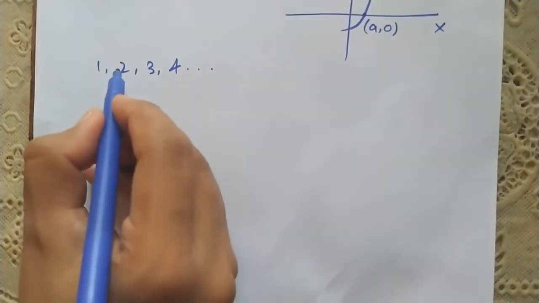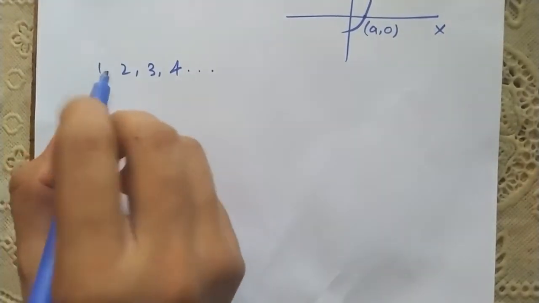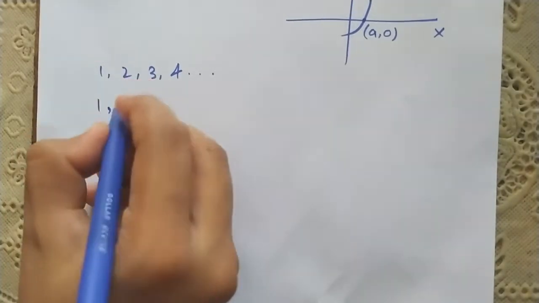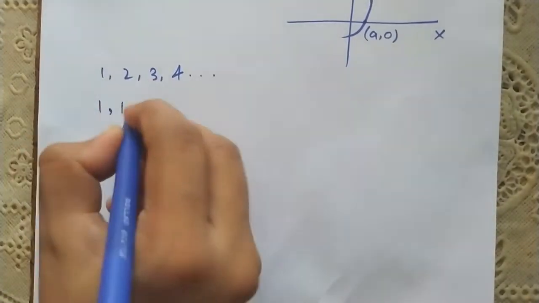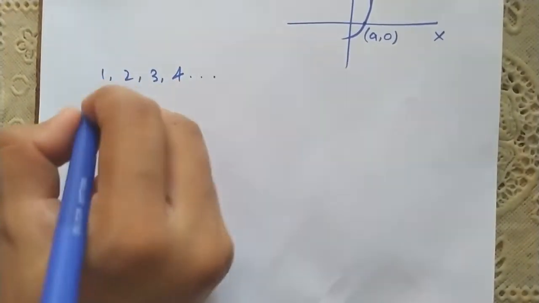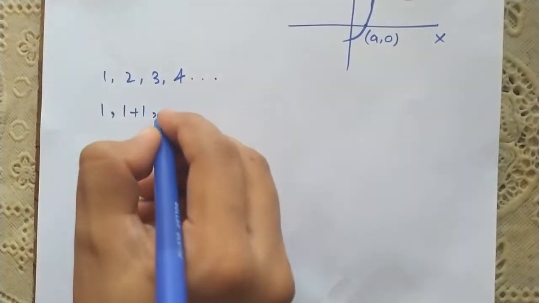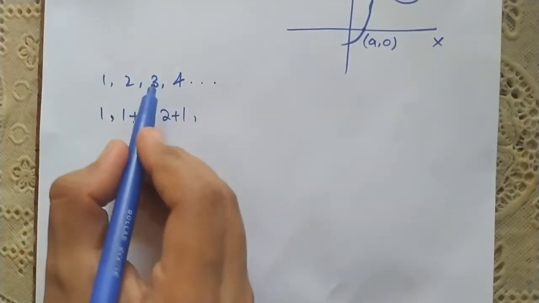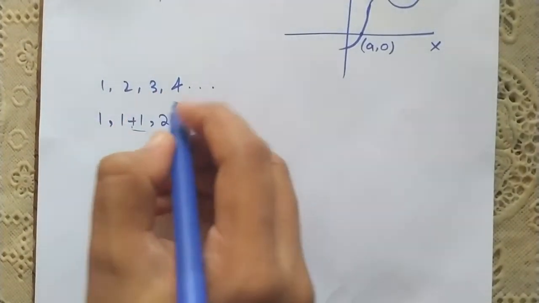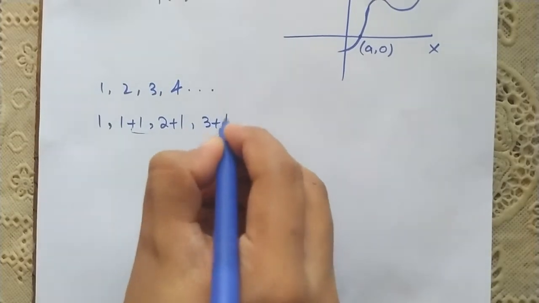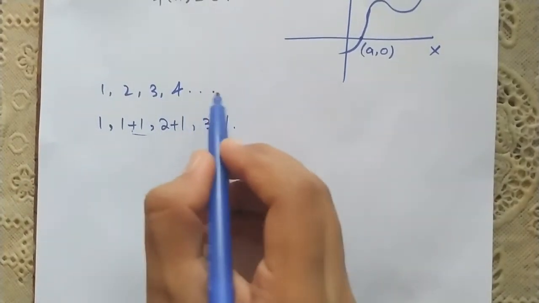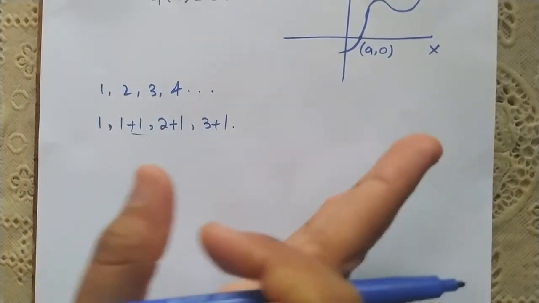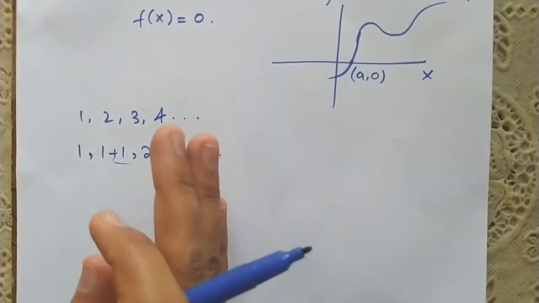Meaning each term can be obtained by adding 1 to the previous term. That is, 2 can be obtained by adding 1 to the previous term. 3 can be obtained by adding 1 to the second term, meaning 2 plus 1. And 4 can be obtained by adding the same number 1 to the previous term, that is, 4 is equal to 3 plus 1. So it is called arithmetic progression, because every term can be obtained by adding the same number to the previous term, right?